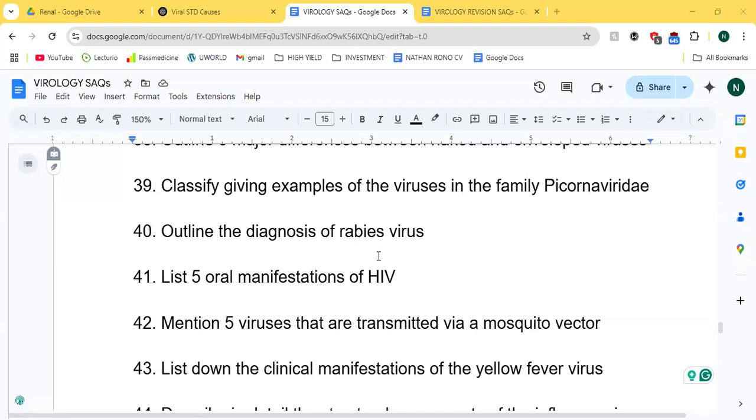Then once you collect this specimen, that is when you go to the lab diagnosis. Here we're interested in serology, where we talk about the antigens and the antibodies, or we do PCR. PCR, I told you, is to detect the genetic material, either RNA or DNA. So that is how I want you to answer questions in regards to diagnosis.